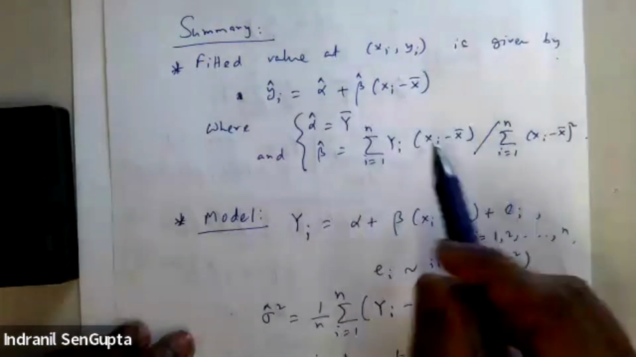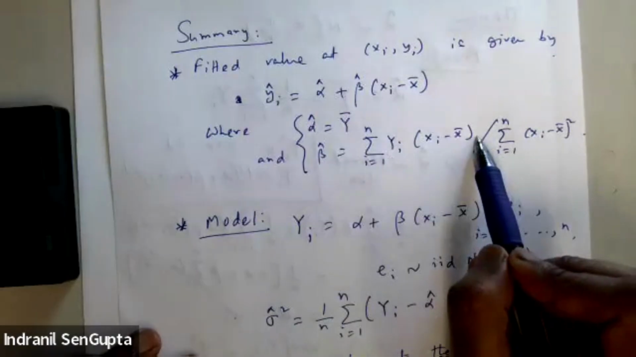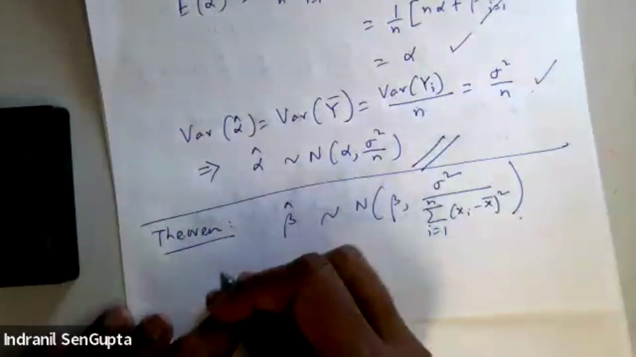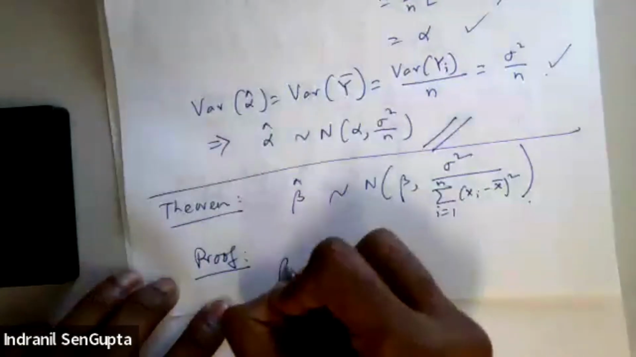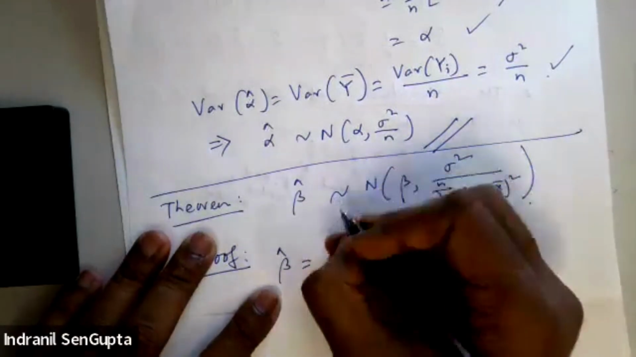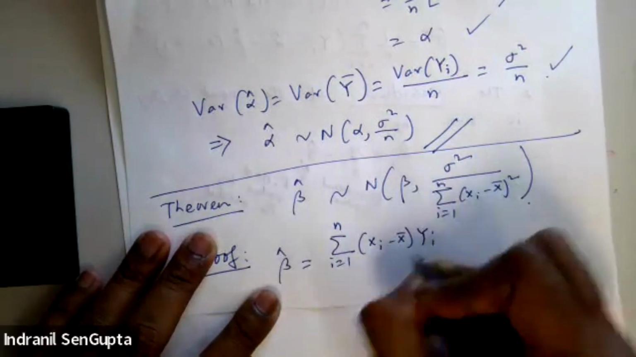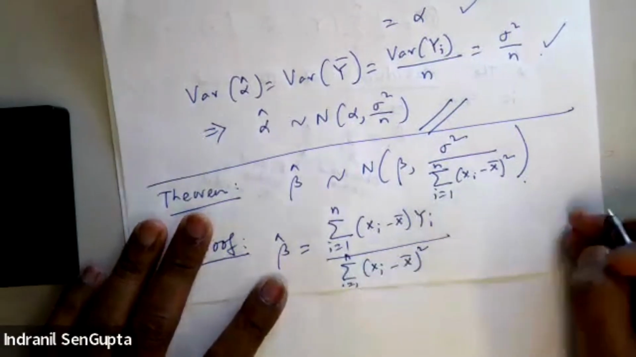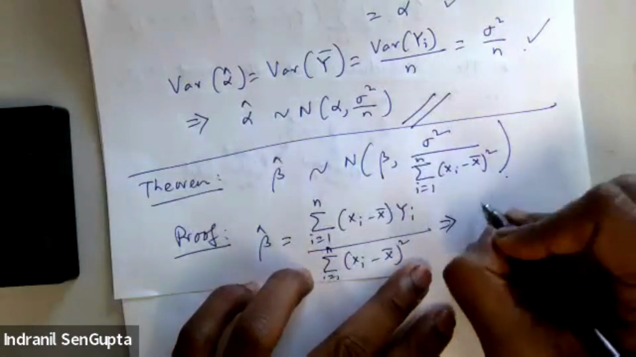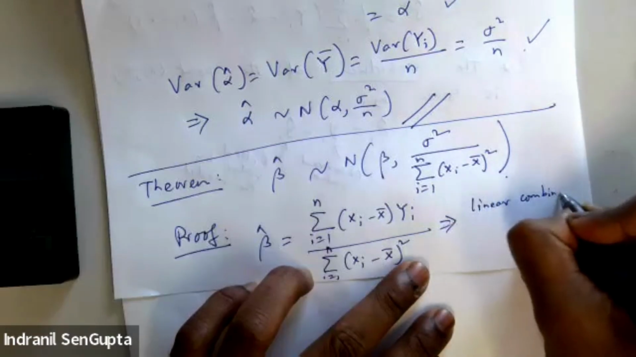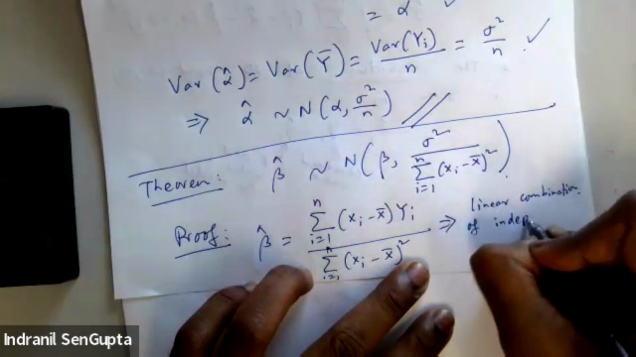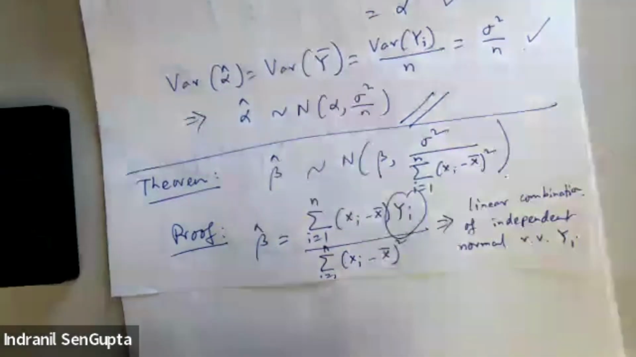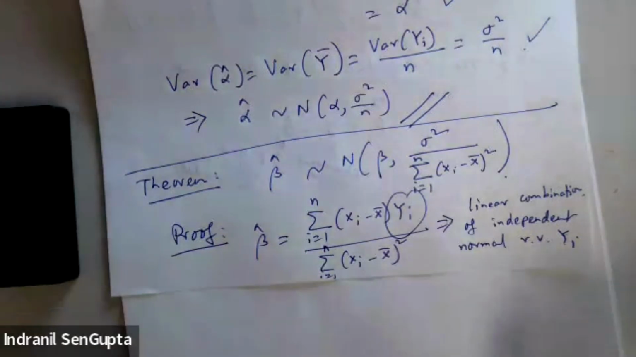So let's look at this structure. It's basically the sum of independent normal distributions over a number, so it has to be normal, right? So here's a proof. Beta hat is really the summation from i equals 1 to n of xi minus x bar times yi, over the summation from i equals 1 to n of xi minus x bar squared. So it's basically a linear combination of independent normal random variables yi. Here are a bunch of normal independent random variables yi. We are making a linear combination, so it has to be normal, right?